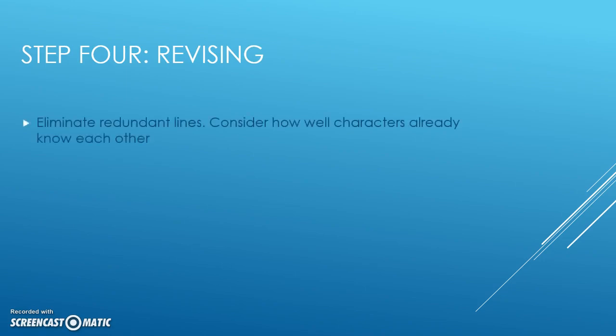The fourth step is to start revising, and this would be where you start to go through line by line and eliminate anything that's redundant. One of the biggest mistakes that students make is not considering how well their characters know each other. If you have sisters, they're probably not going to refer to each other as sisters. This is often referred to as "as you know, Bob" dialogue, as in, "As you know, Bob, this is the reason why we are stuck in this situation." So you try to avoid stuff like that. Definitely want to keep it natural between your characters.